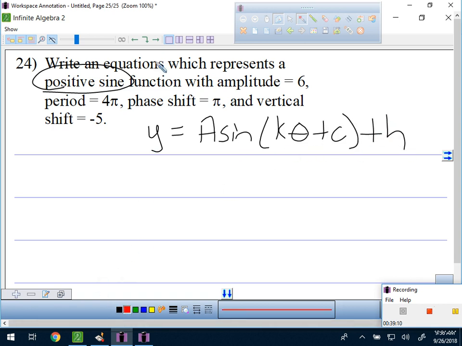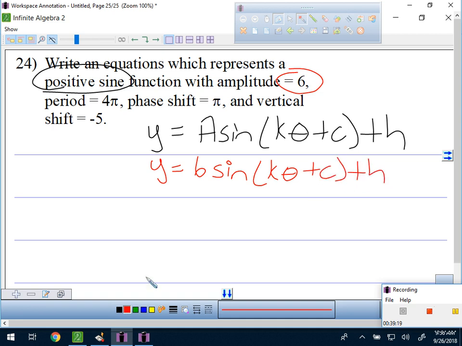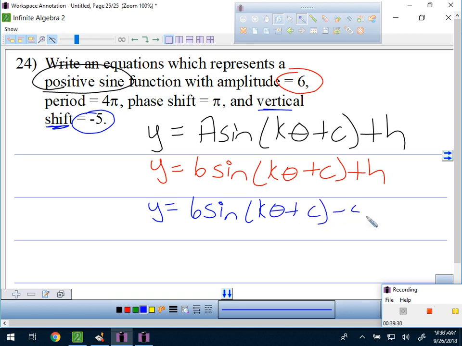Now let's go through the motions. It says it has an amplitude of 6. Let's go ahead and put that in, and we can go ahead and probably narrow down some of our answer choices. So that's that. The next thing I see is that it has a vertical shift of negative 5. I want to go ahead and take care of that too. So this is going to be k theta plus c minus 5.